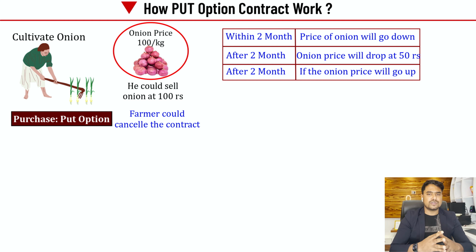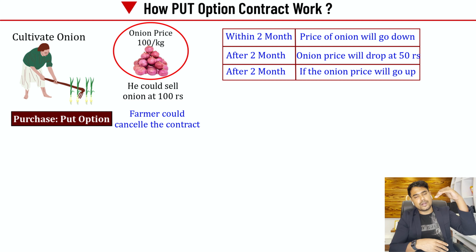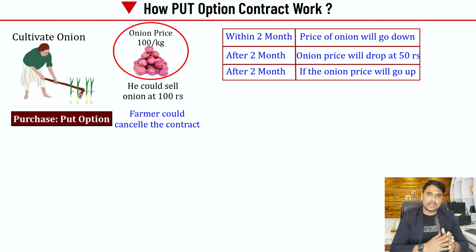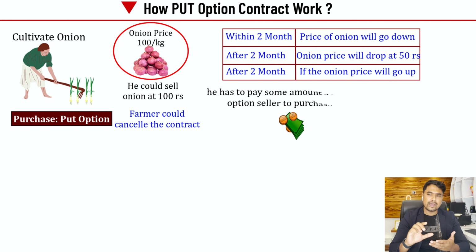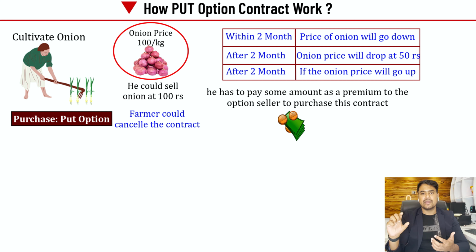So this is a great opportunity for the option buyer. If something happens and the price goes down, the seller will compensate. If it doesn't and the price goes up, he will cancel the deal and sell his product to another person. It's a good opportunity for the option buyer. So will he get this opportunity for free? Definitely not. He has to pay some amount as a premium to the option seller to purchase this contract. Let's say 4 rupees per kilogram as a premium he has to pay to the option seller in order to get this right.